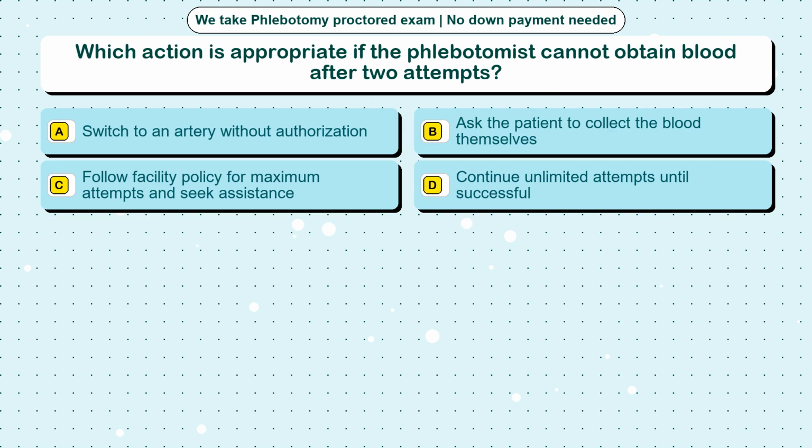Question 74. Which action is appropriate if the phlebotomist cannot obtain blood after 2 attempts? Option A, switch to an artery without authorization.